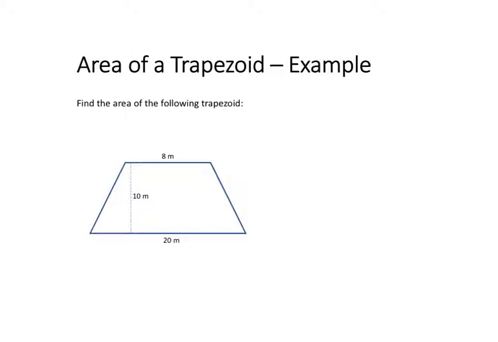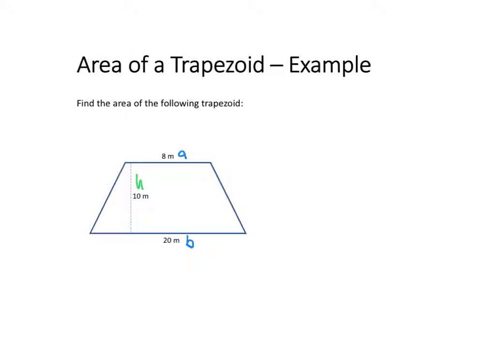So here, our first side is 8 and our second side is 20. So we want to go through and label them A and B. So in this example, my A is going to be 8 meters and my B is going to be 20 meters. The second piece of information I need to complete the formula is going to be the height. In this example, my height is provided to me within the shape, and it is 10 meters. So my height is 10 meters, my A value is 8, and my B value is 20.